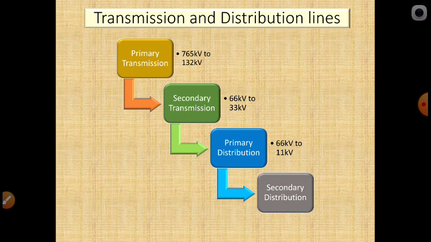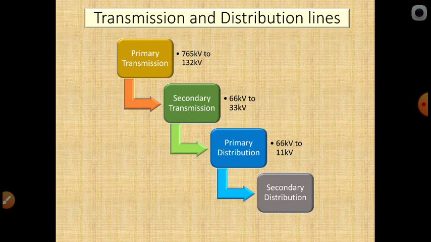That means 33 kV lines we can say are the secondary transmission lines. At the same time, these lines may be called primary distribution. Distribution means we have to distribute the energy generated to the consumer based on some tariff.